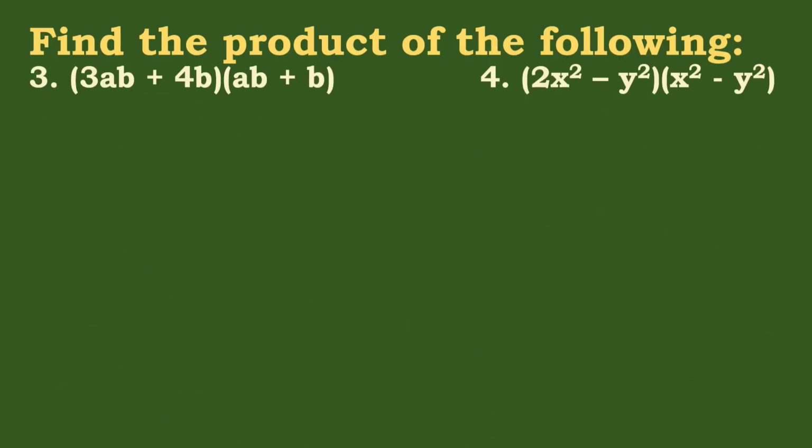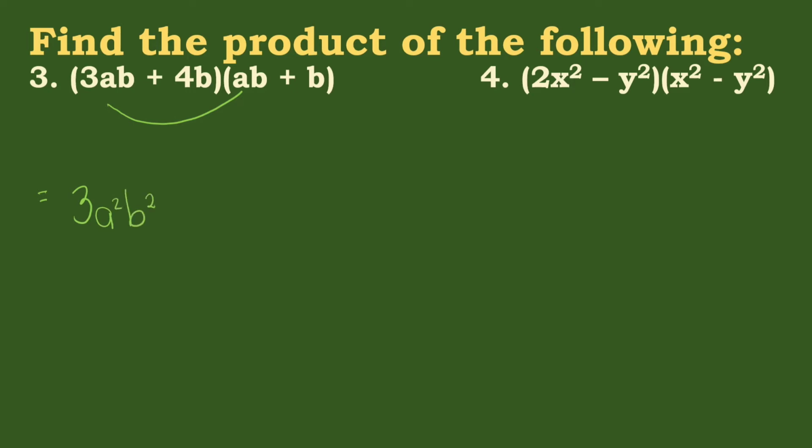Okay, more examples. Number 3, so we can see here 3ab plus 4b and ab plus b. It's okay if you write this kind of thing. You connect the first terms and then you write your answer so that you'll be guided of what you were doing already. So that means you're getting the product of the first terms. So the product of 3ab and ab. So what is it? 3ab times ab for the variable. So that would give us 3a squared b squared.